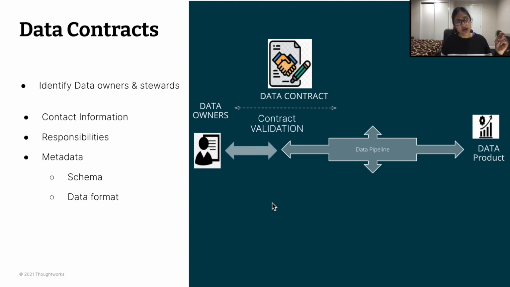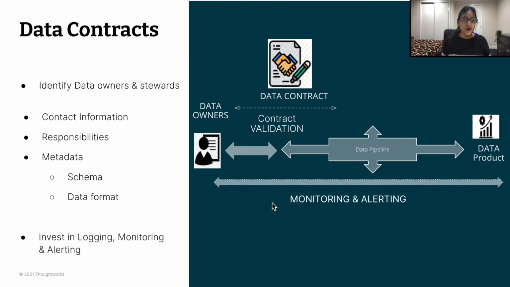As the data comes into the pipeline, if it is not as per the contract, alert them. Use the contact information in the contract to alert them so that they can fix it in the shared responsibility model before the low quality data reaches the consumer. So it's important to capture the contract, but also invest in logging, monitoring, and alerting so that they can be automatically alerted and it can be fixed before anything goes wrong.